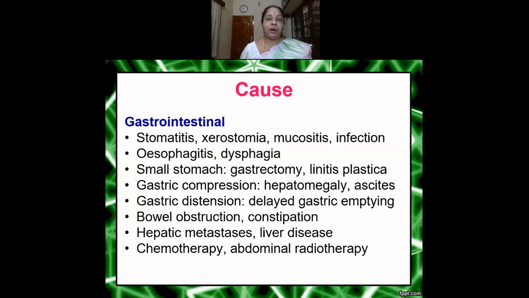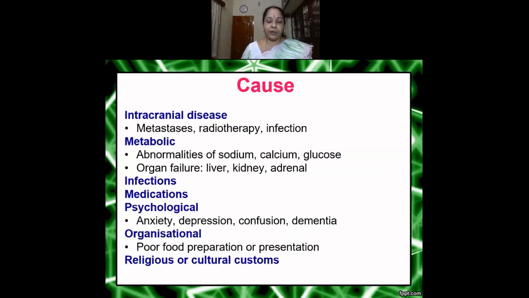Bowel obstruction or constipation, hepatic metastasis. Metastasis is when there is carcinoma of the liver, or liver diseases, due to chemotherapy or abdominal radiotherapy. All these can reduce the intake of food, leading to anorexia. Intracranial diseases such as metastasis, radiotherapy, and infection. Metabolic causes, when there are abnormalities in the sodium and calcium levels of the body and also the glucose level of the body.